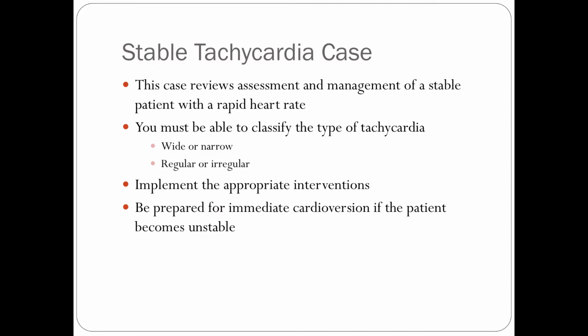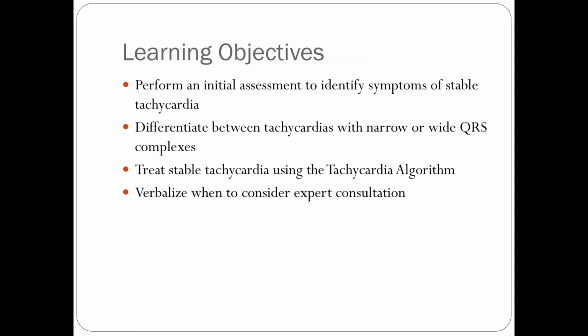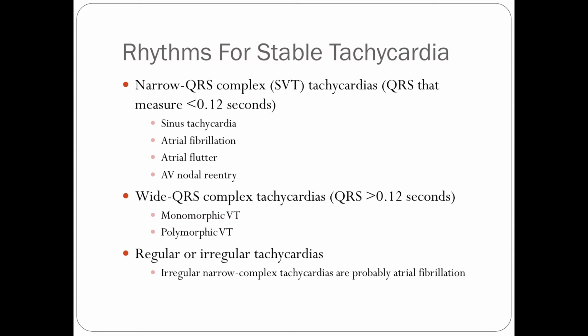For stable tachycardias, it can either be wide or narrow, or regular versus irregular. Be prepared for bradycardia. Once it becomes unstable, we go right to cardioversion if we have to. So we do the same thing. Differentiate between tachycardia narrow and wide. Treat them down the algorithm as stable.